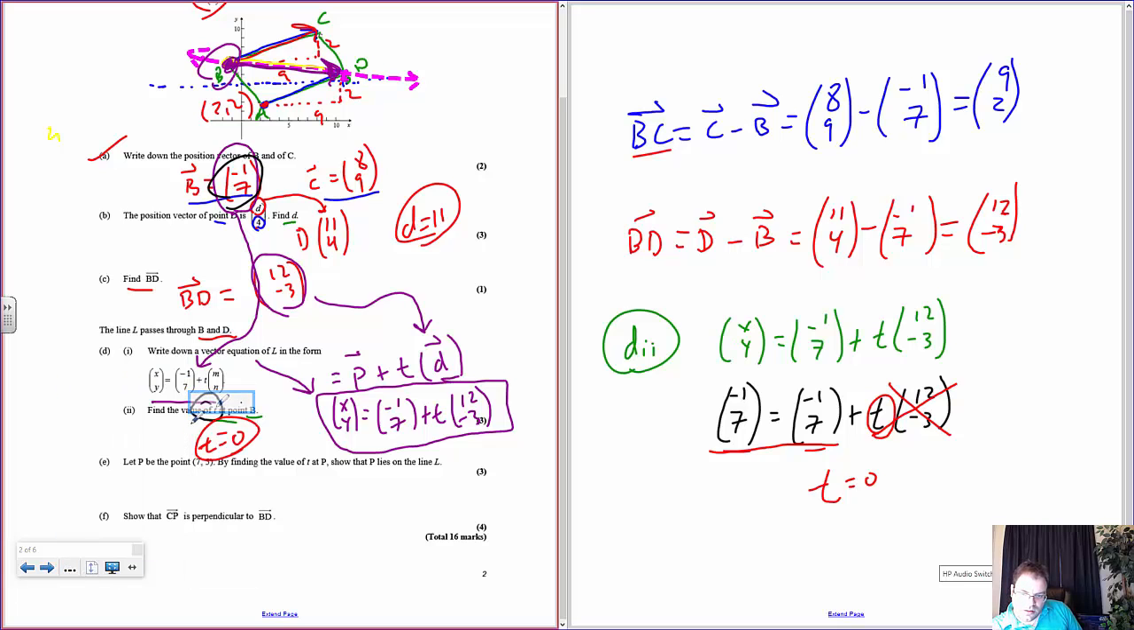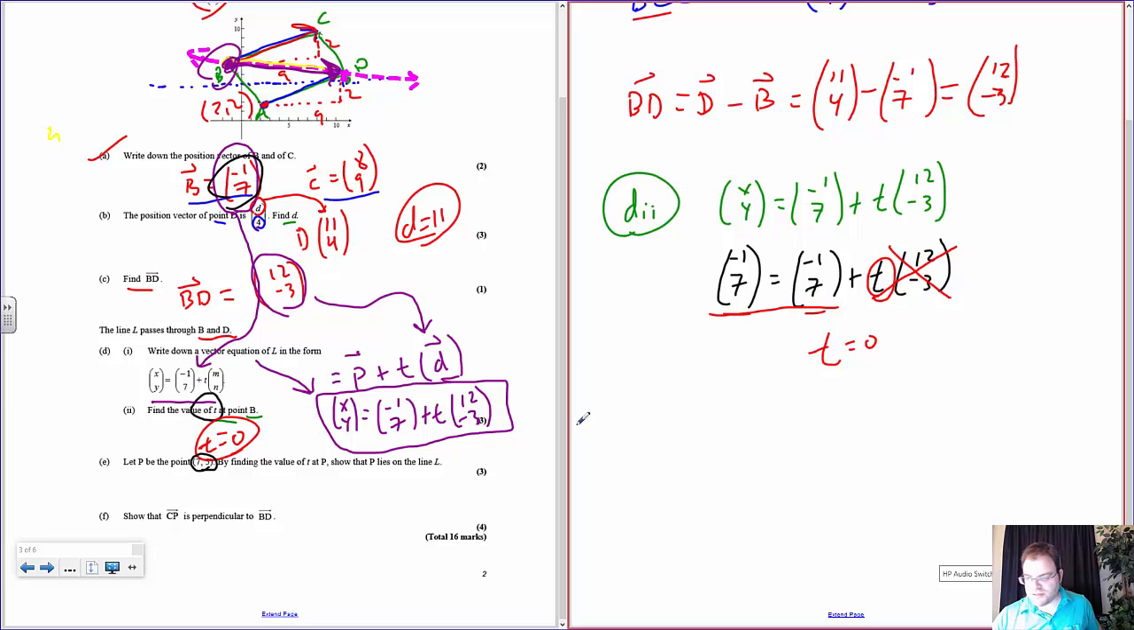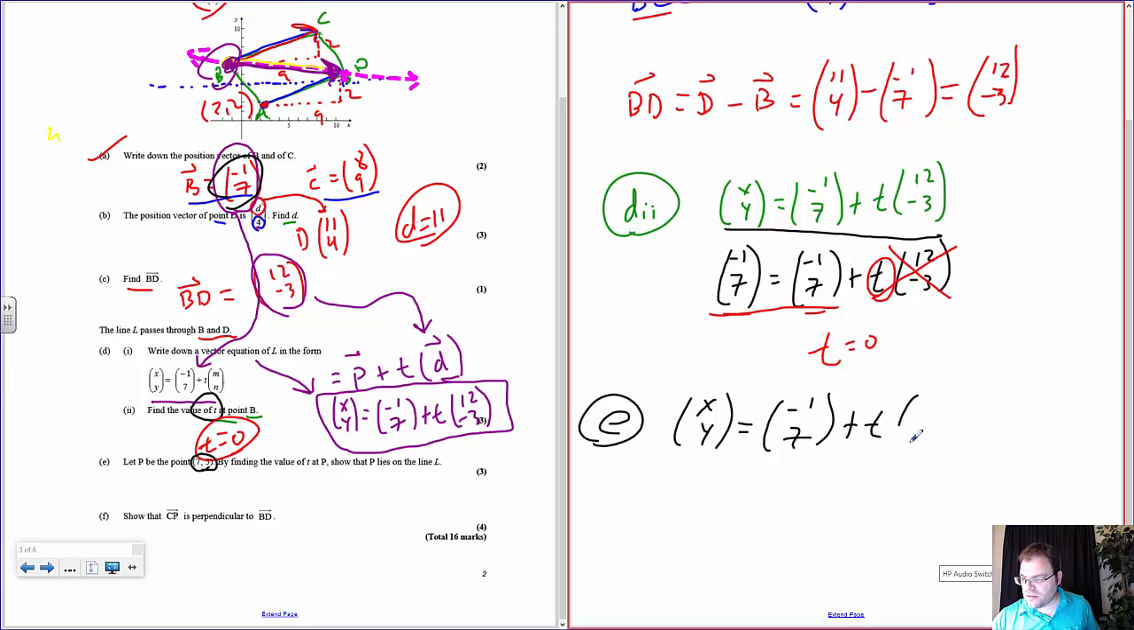Let P be the point 7, 5. That's what it says. All right. By finding the value of t at P, show that P lies on the line L. So they want me to find the value of t there. Interesting question. So this is part E. We're going to take the same exact equation of the line. Let's copy it again, just to show you that I'm using the same thing over and over again to answer all these mundane questions.